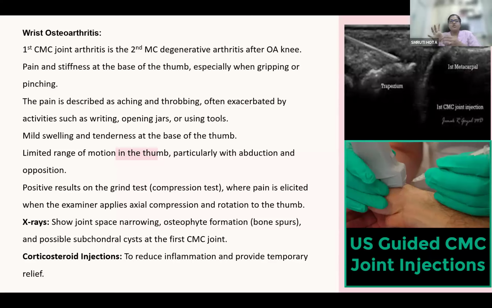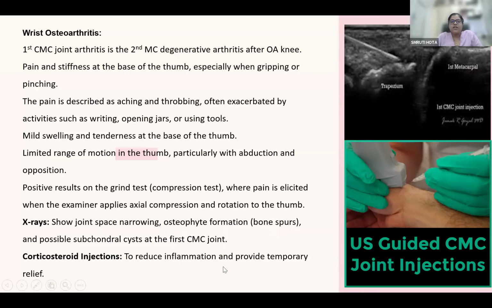And here also there is a positive grind test, that is the compression test. And you can see, on rotation of the thumb, any movement, rotation or abduction, is usually painful. These are the 2 tests you can go for in wrist osteoarthritis. And X-ray shows joint space narrowing, osteophyte formation, and subchondral cyst at the first CMC joint. And the same for the wrist joint also.